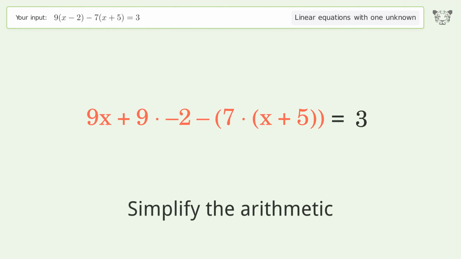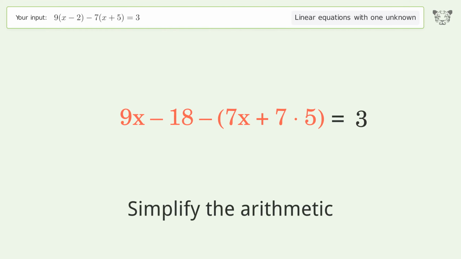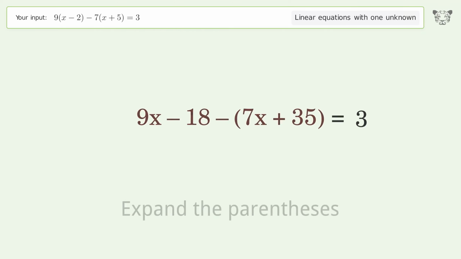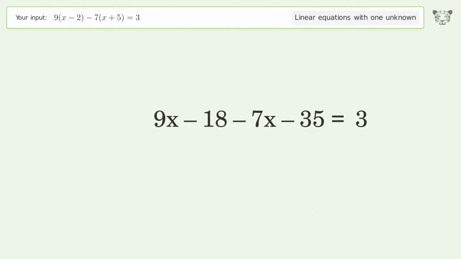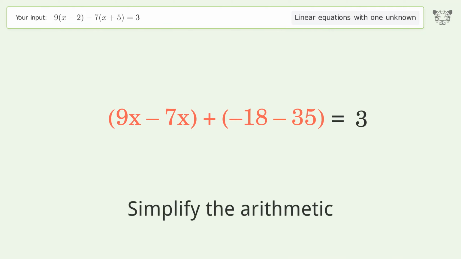Simplify the arithmetic. Expand the parentheses. Simplify the arithmetic. Expand the parentheses. Group like terms. Simplify the arithmetic.